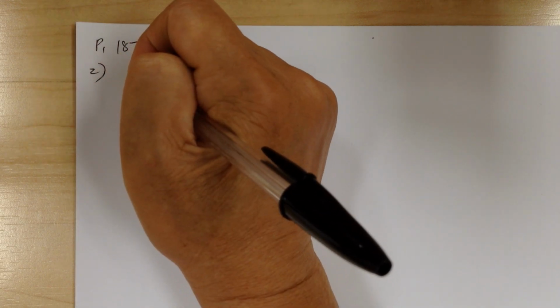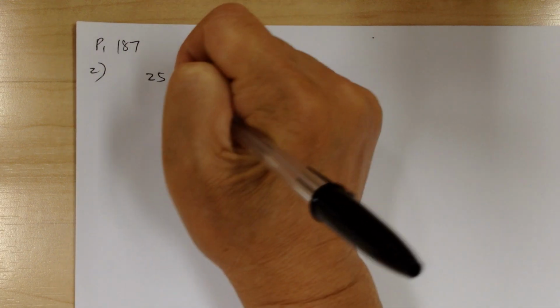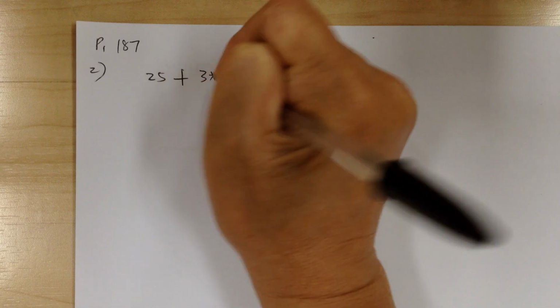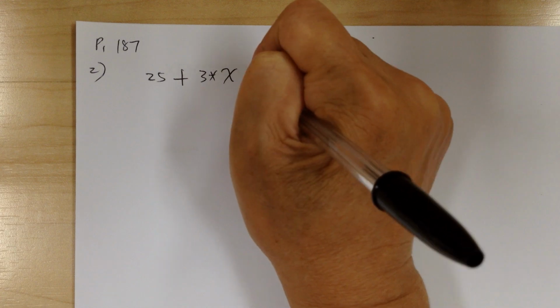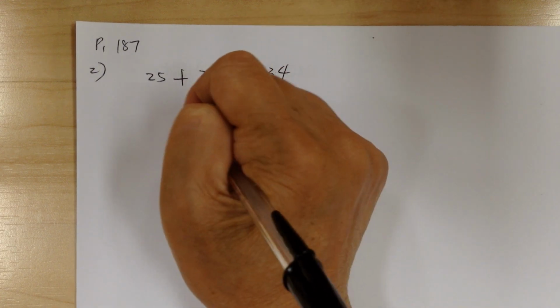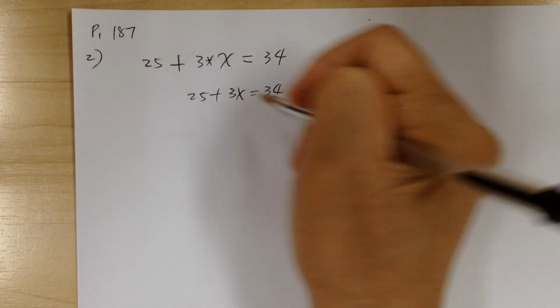So first it says 25. So that's 25. More than means plus. 3 times, so 3 times an unknown number, is means equal, 34. Again, tidy things up a little bit. So you've got 25 plus 3x equal to 34, and that's your equation.